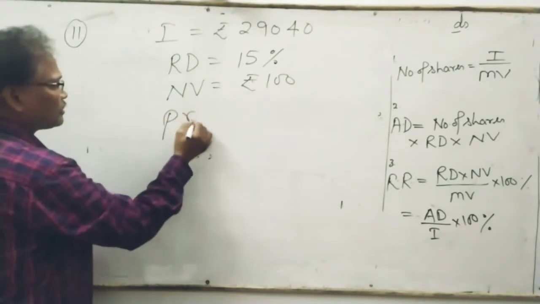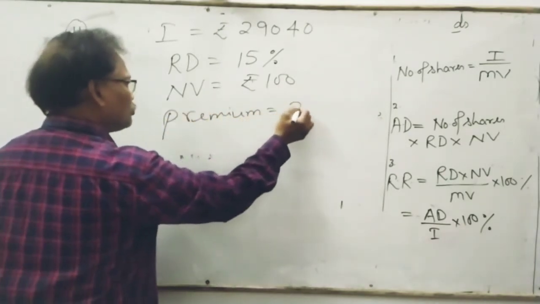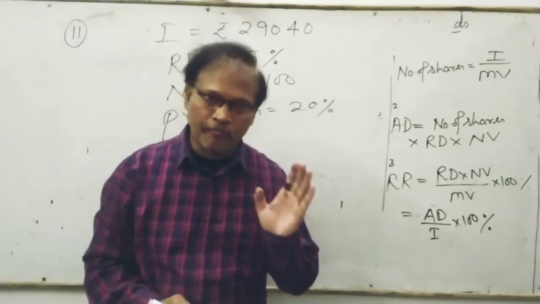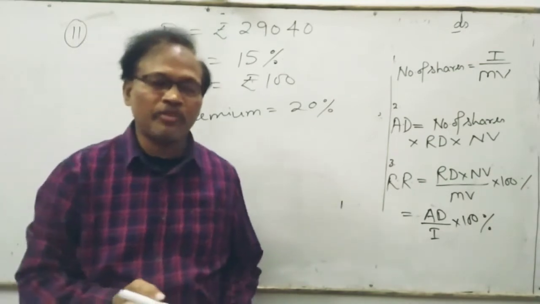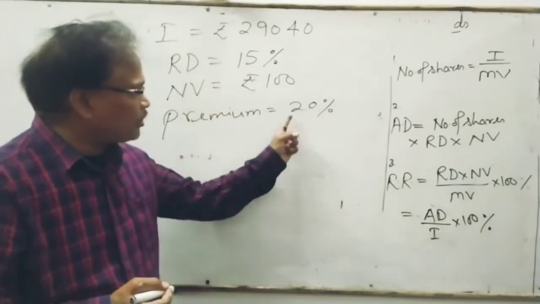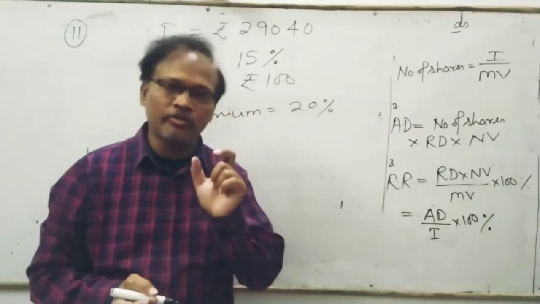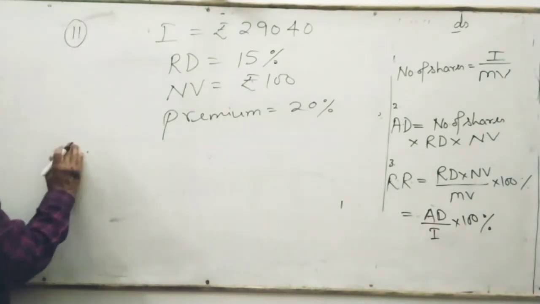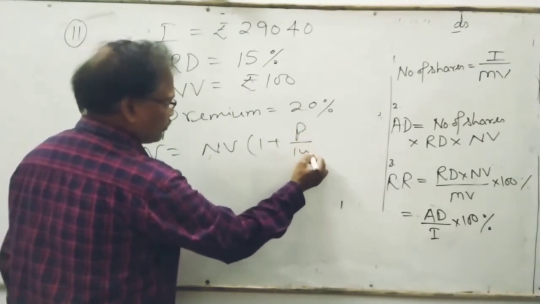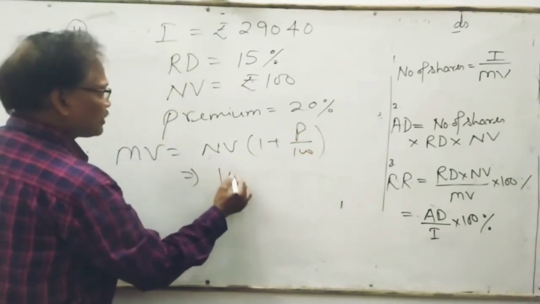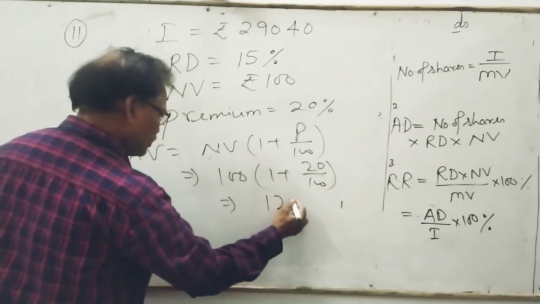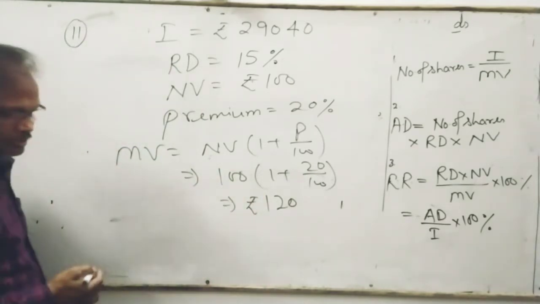The premium is 20%. The meaning of premium, I told in the first part. What is the meaning of at premium? At premium is used in the market value. When it is at premium, you have to add the premium percent to the nominal value, and you will get the market value. So the market value formula is nominal value into 1 plus premium upon 100. So it will be 100 into 1 plus 20 upon 100. So it will be 120 rupees. This is the market value.